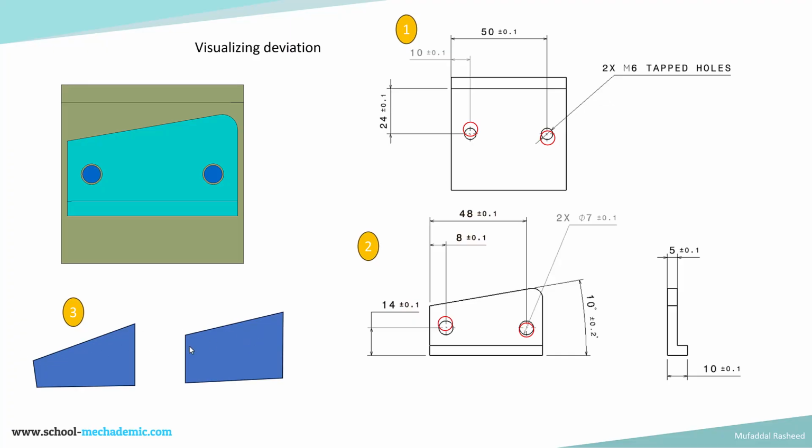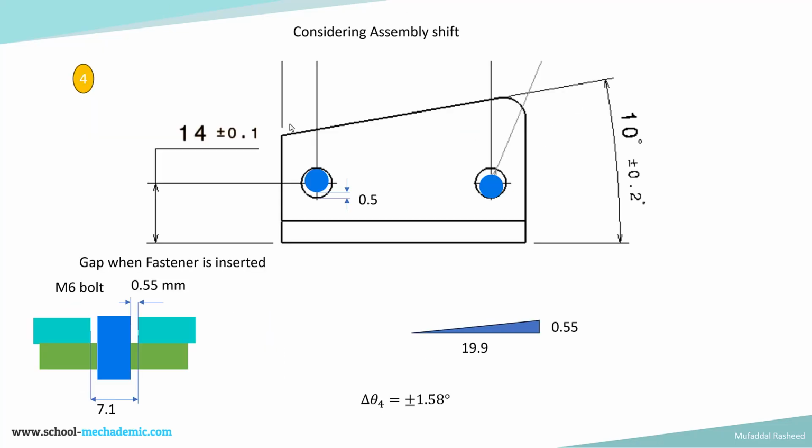So the angle is steep, angle is small. The fourth source of deviation is the most impactful source of deviation, which is the assembly shift, which is nothing but the shift of the part when the part is being assembled onto the base plate using the fasteners. How much shift will take place because of the clearance between the bolt and the clearance hole. It is nothing but the shift which is happening when assembly takes place.